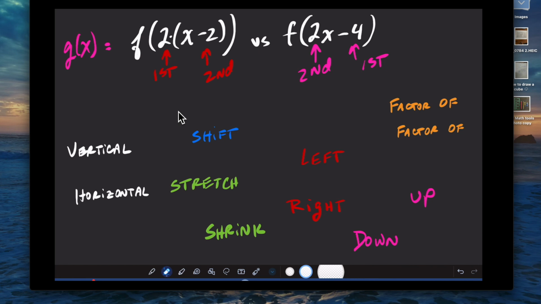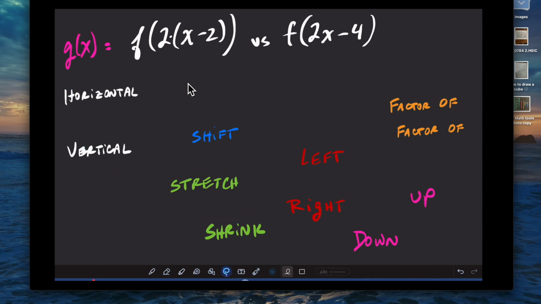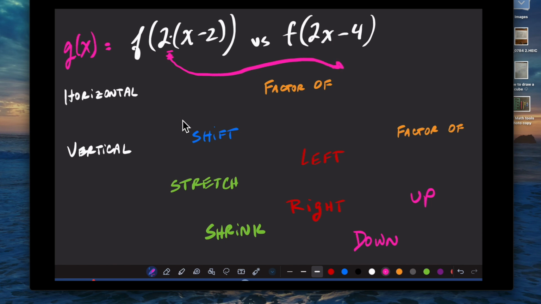Okay, let's go ahead and use our word bank and figure both of these out. Okay, so on the left, we see that we have an inside guy that is being multiplied by. That means this is going to be a stretch or a shrink. All right. The fact that we're dealing inside the parentheses means we're going to bring horizontal from the word bank. All right. Now, factor of guy is always involved. We take the inside guy, and the factor of guy becomes the reciprocal, 1/2.